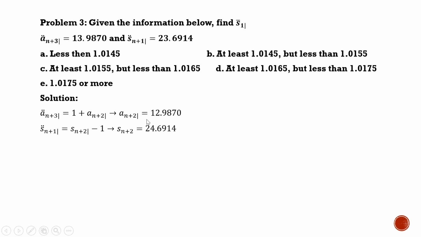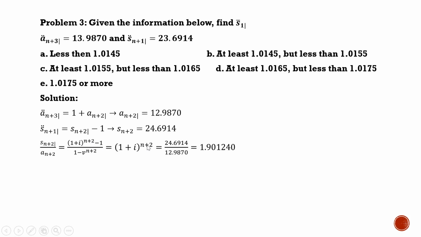And similarly for the accumulated value of annuity due, S double dot n plus 1 is S n plus 2 minus 1. So S n plus 2 is 24.6914. Now we are going to consider the ratio of the two, because we are going to cancel i with i. So S n plus 2 over a n plus 2 is 1 plus i to the n plus 2 minus 1 over 1 minus v to the n plus 2, and this is 1 plus i to the n plus 2.